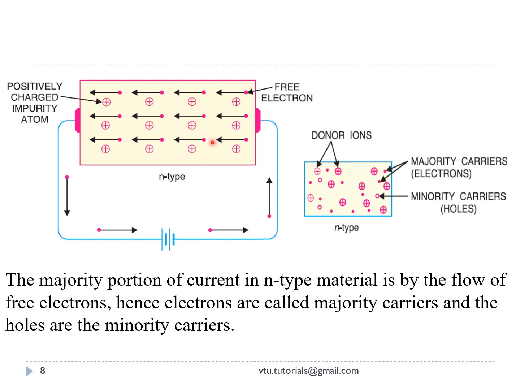Hence, as the n-type has a large number of electrons, the majority of the current flows during the flow of electrons. The majority portion of the current in n-type semiconductor material is by the flow of free electrons. Hence, the electrons are called the majority charge carriers and the holes are the minority charge carriers.